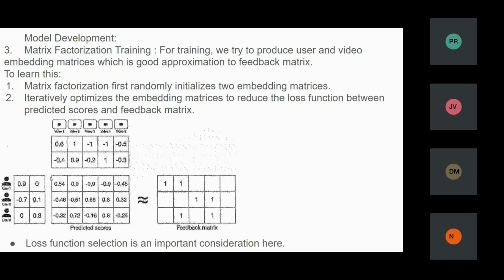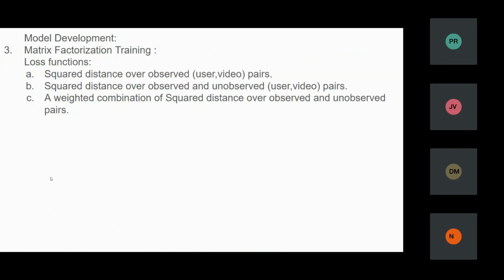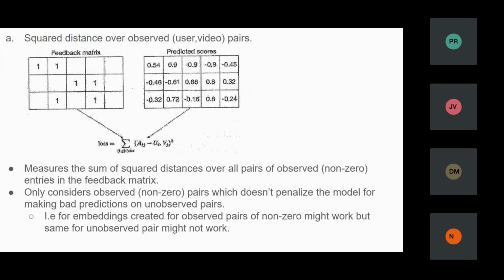So for measuring the difference between the ground truth values and the predicted scores, we'll have to discuss the loss functions. We'll be discussing the loss functions for matrix factorization. There are three loss functions, and we'll be going over them next. First, square distance over observed pairs.